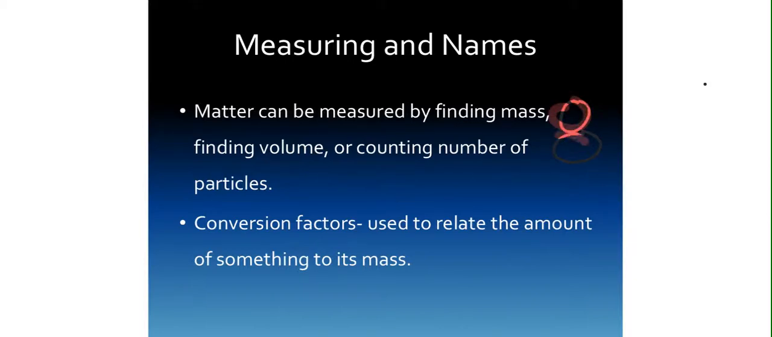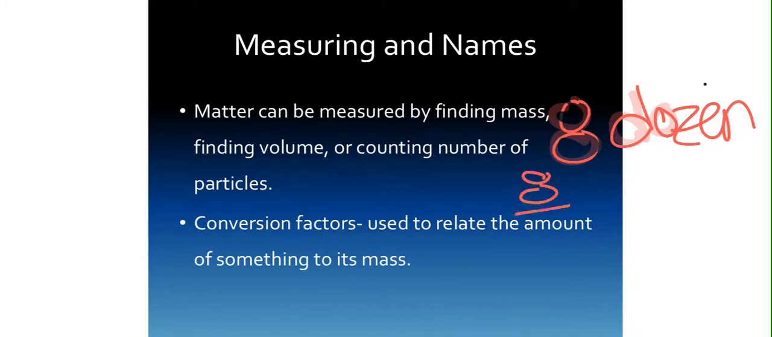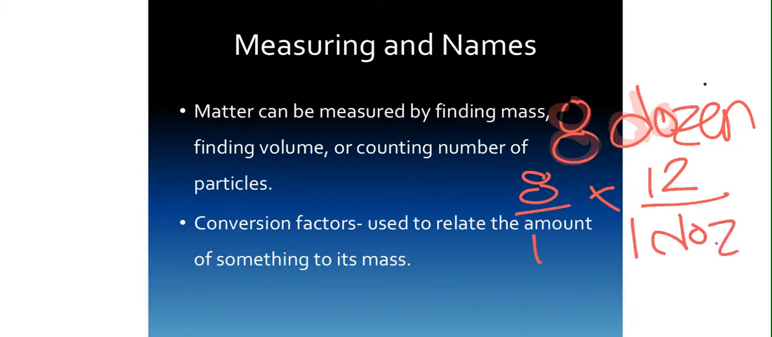Here we go. So if I have 8 dozen bananas, that's what I'm starting with. 8 dozen bananas. That's what I'm starting with. And I want to know how many bananas make up 8 dozen. So then I would use my conversion factor. So it'd be 8 over 1 times 12 bananas over 1 dozen.